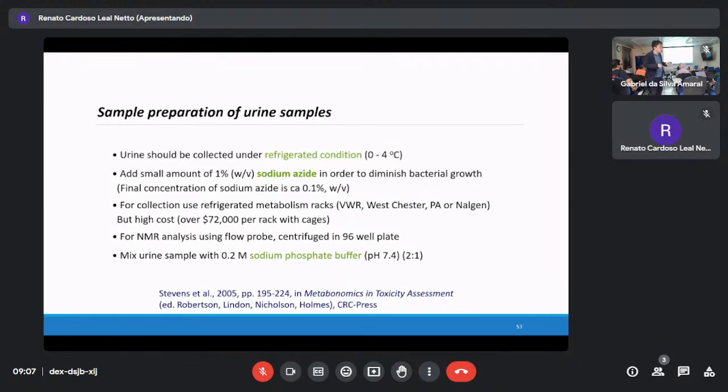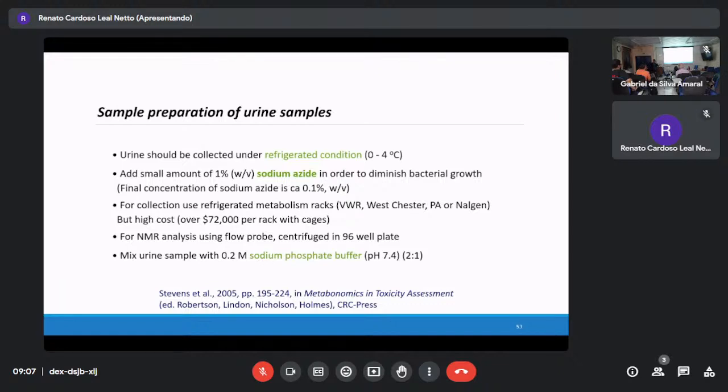Because usually I'm using NMR spectroscopy. Please look at NaN3. There is no proton. Even if you add it or not, you don't have to worry about the outcome of the NMR spectrum. And also, I use a buffer. Sodium azide is used for collection using the refrigerated metabolic cage, as I mentioned. It's around $40,000 to $72,000. And for analysis, I use 96 per plate, and I use a buffer.